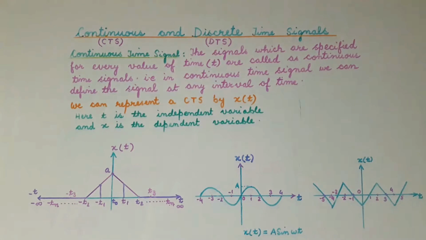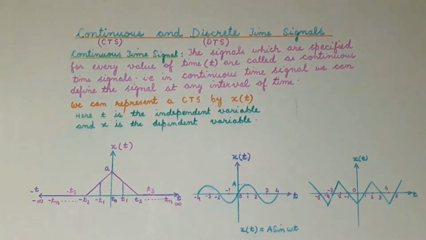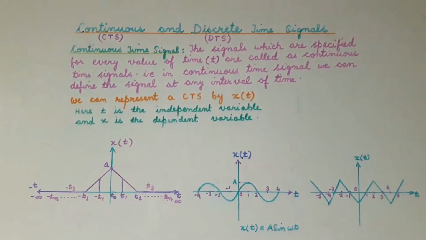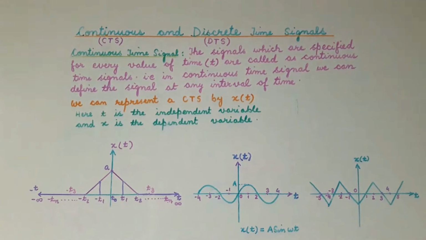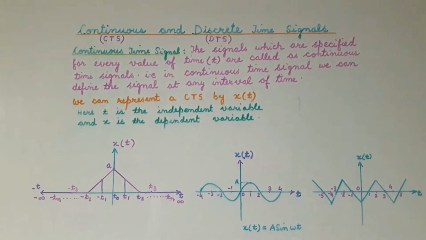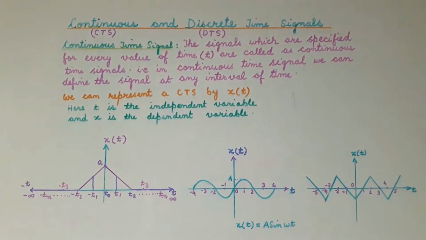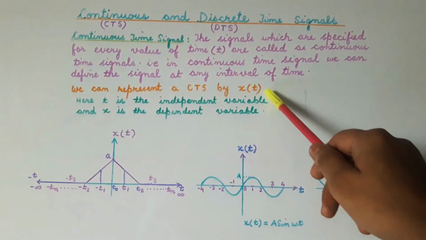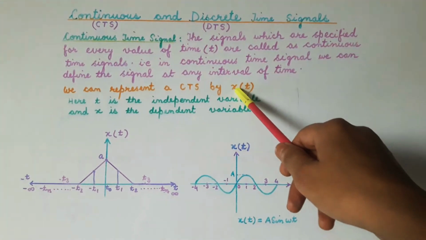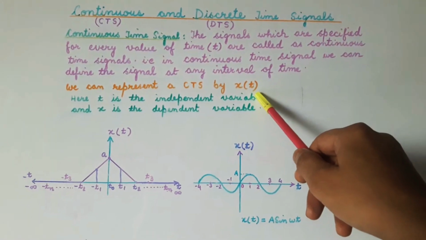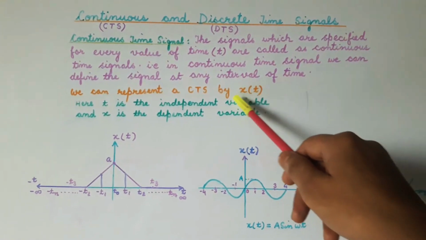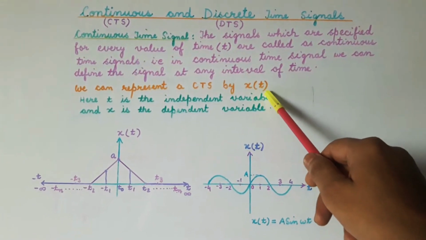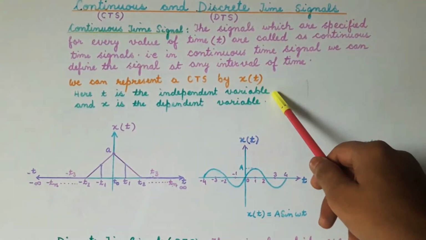The signals which are specified for every value of time t are called continuous time signals. That is, in continuous time signals, we can define the signal at any interval of time, and a continuous time signal is represented by small x within the parenthesis small t. Here small x is the dependent variable and small t is the independent variable, and we can see that this small x(t) is a single variable signal because we are having only one variable, and that is the time t.